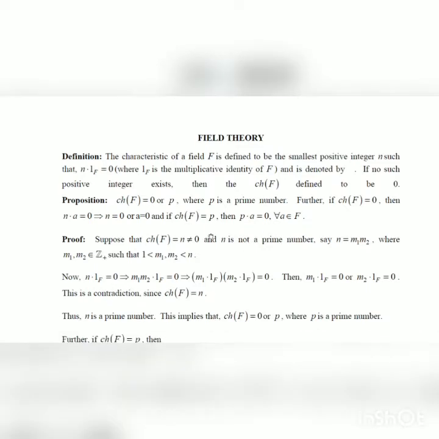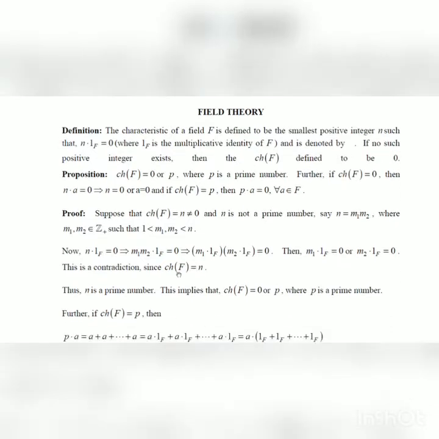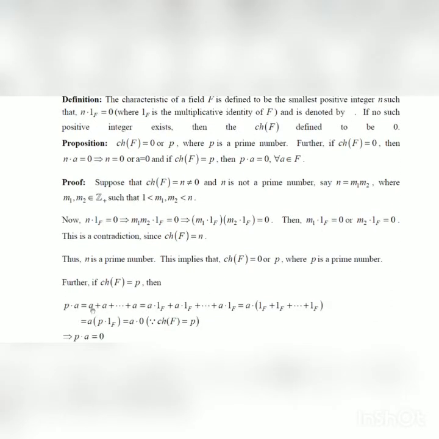And let's prove this result first. After this we have to show this. Let us assume that characteristic of a field is P. Then we have to show that P into A equal to 0. But P into A is nothing but A added P times, that is one and the same as P into A.